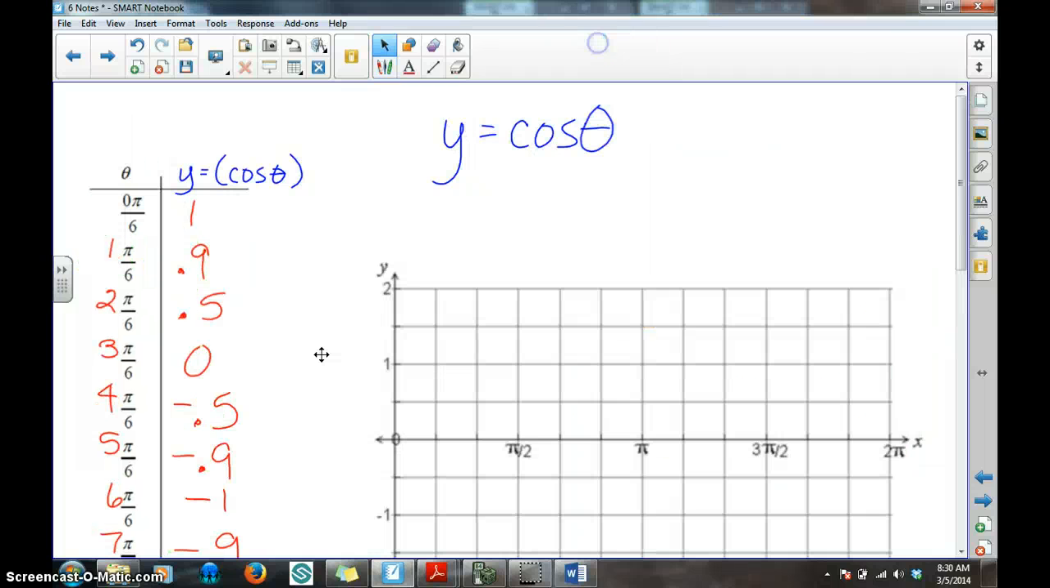Turn the page. Okay, now as you look at this, I've filled in my table of values. Again, I was just counting from 0 up to 12 by pi over 6's. So when you do this at home, you're going to have to write your own pi over 6's. But just remember, you're counting 0, pi over 6, 1, pi over 6, 2, pi over 6. I've done that for you for ease of use.